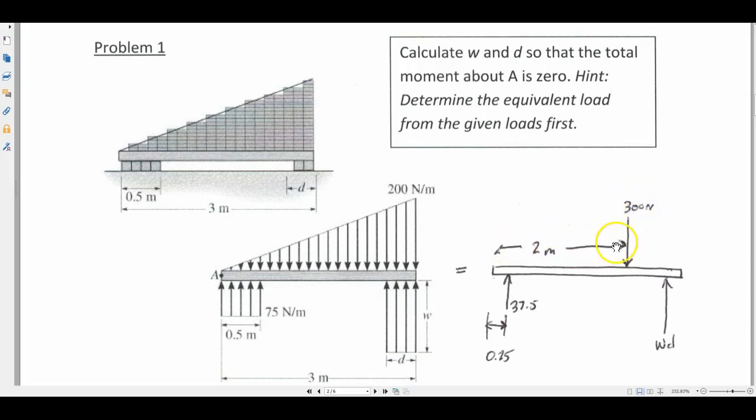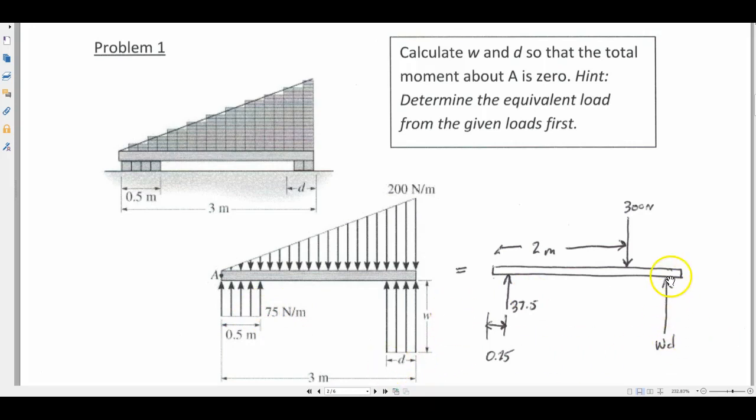Now it's 2 meters away. How did I get that? Well, the rule with the triangle is that it's 1/3 from the high side. So the high side of the triangle would be the right side because that has the most force, 200 newtons per meter, and it'd be 1/3 of the total distance from that. Since the total distance across is 3 meters, 1/3 of 3 is 1. So it'd be 1 meter from the right or 2 meters from the left. Okay, 300 newtons. Now this one here on the bottom, 37.5, is pretty easy. That's 75 times 0.5. And then the other one is just W times D.